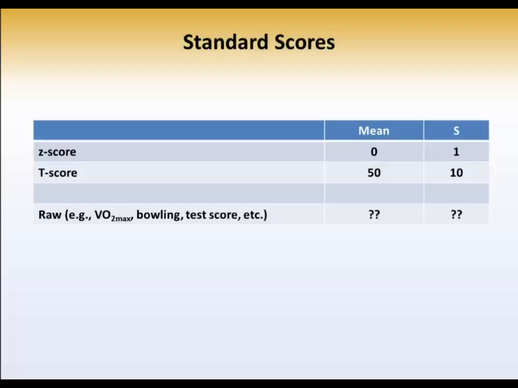So the only thing that changes in the distribution we've illustrated for you is what your raw score is. Think of your raw score as, is it VO2 max or a bowling score or a flexibility score or a test score. The only thing that would change is what your raw score happens to be. With that in mind, let's illustrate that.